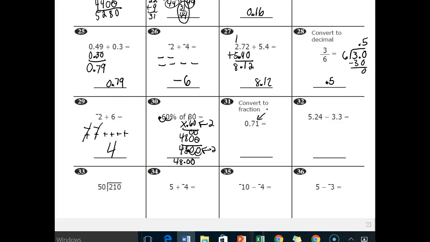Number 31. Just like before on the front side, this is in the hundredths place. So because it's in the hundredths place, we're going to do 71 over 100.